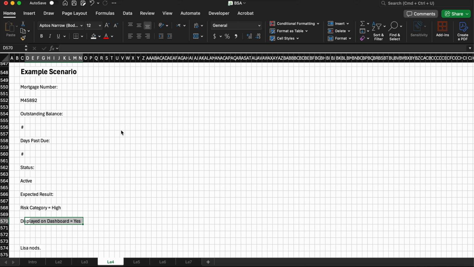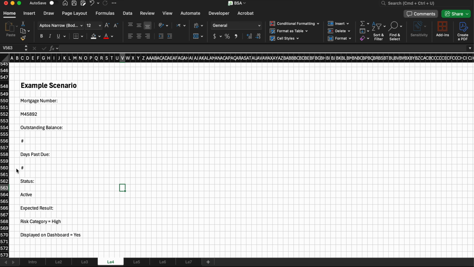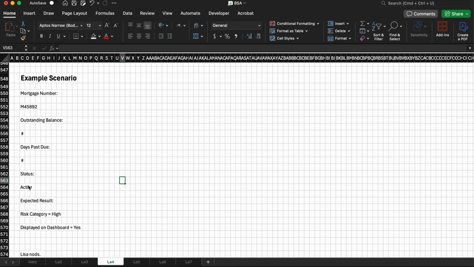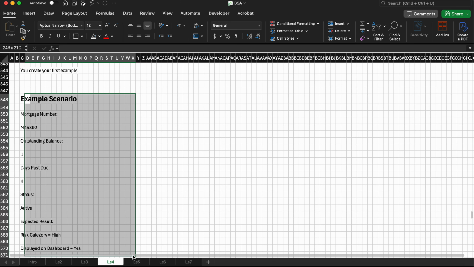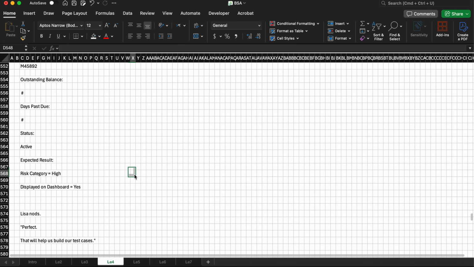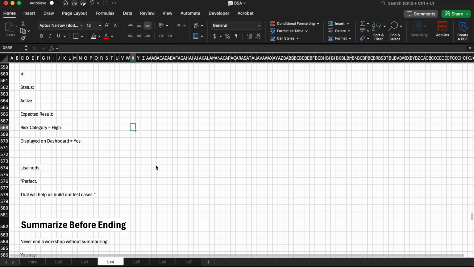So it's kind of a checklist, right? This is what we discussed. If we have a customer number, we have to have that one. The loan should be status active, expected is high, and displayed on the dashboard, right? Whatever we discuss, she's asking how should I prepare a test case, right? So that's the example scenario documented. Note: perfect, that will help us build our test cases.